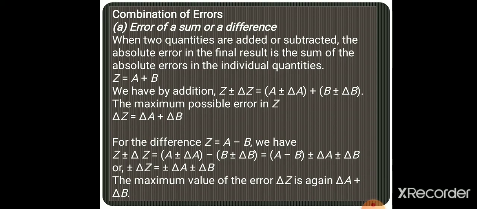Hence, the maximum possible error in the calculation of Z is given by delta Z is equivalent to delta A plus delta B. Similarly, for the difference Z is equivalent to A minus B, we have Z plus or minus delta Z is equivalent to A plus or minus delta A minus B plus or minus delta B, which can be combined as A minus B plus or minus delta A plus or minus delta B. Cancelling A minus B and Z on both sides, we have plus or minus delta Z is equivalent to plus or minus delta A plus or minus delta B. Here also the maximum value of error delta Z is again delta A plus delta B.